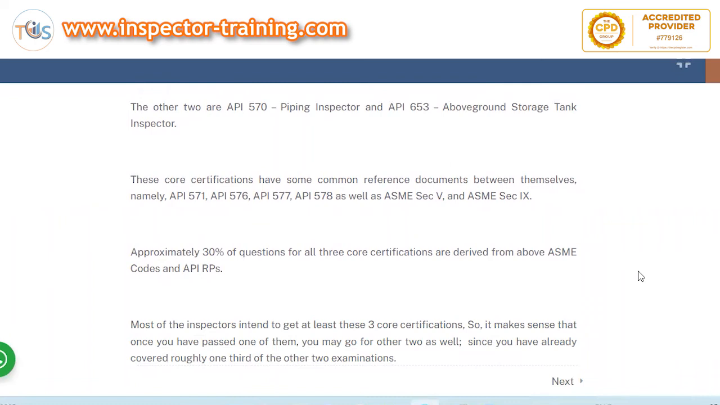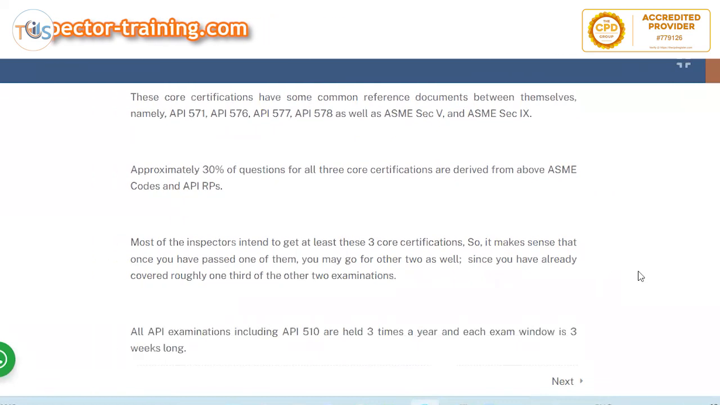So most inspectors normally do all three. It boosts their career, and once you have done one, then you might want to go for the other two, or at least one of them.